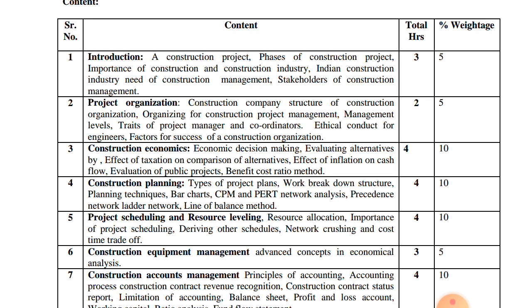So in construction account management, principles of the accounting process, construction contract revenue recognition, construction contract status report, limitation of accounting, balance sheet, profit and loss account, working capital, ratio analysis, and fund flow statement. All these fund-related things are discussed in construction account management. It also discusses cash inflow and cash outflow.